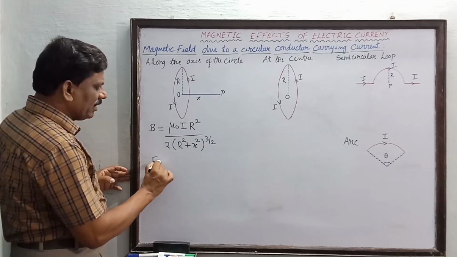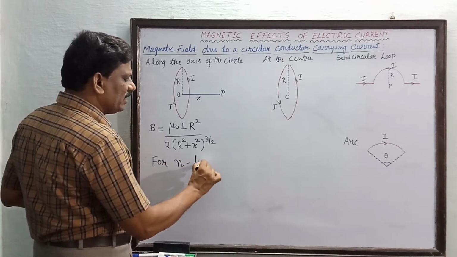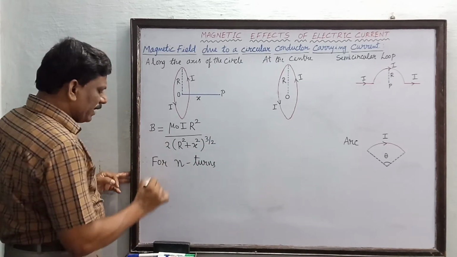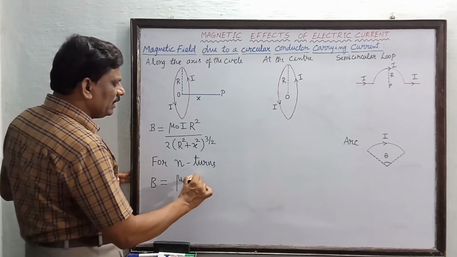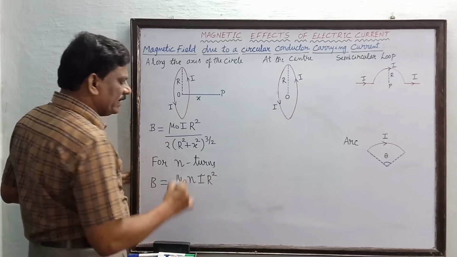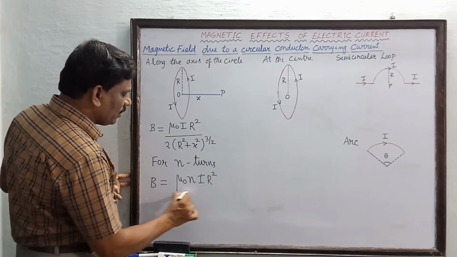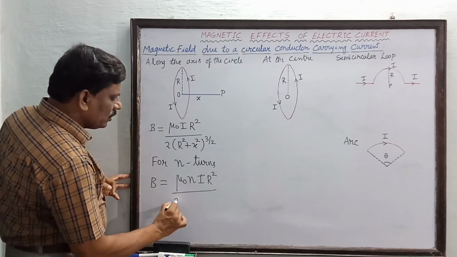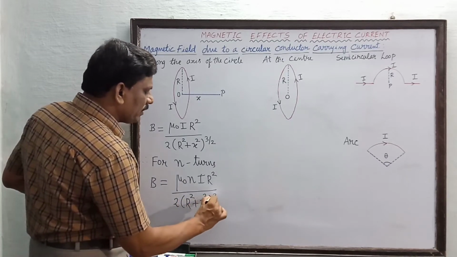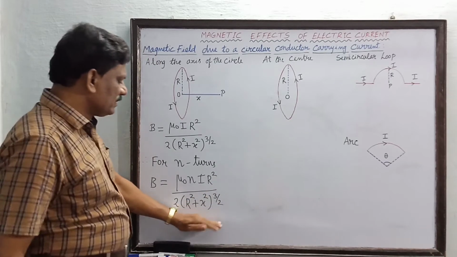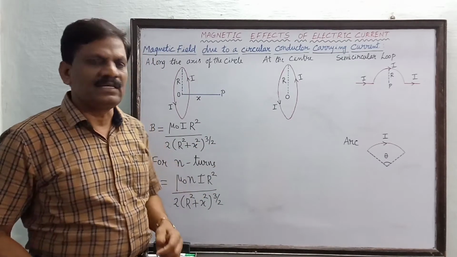Therefore, for n number of turns, small n number of turns I will consider, the magnetic field B is equal to mu naught n I R square. So n times the magnetic field increases. So it is mu naught n I R square whole divided by 2 into R square plus x square whole to the power of 3 by 2. So this is the general expression you have to remember. The remaining are only special cases.